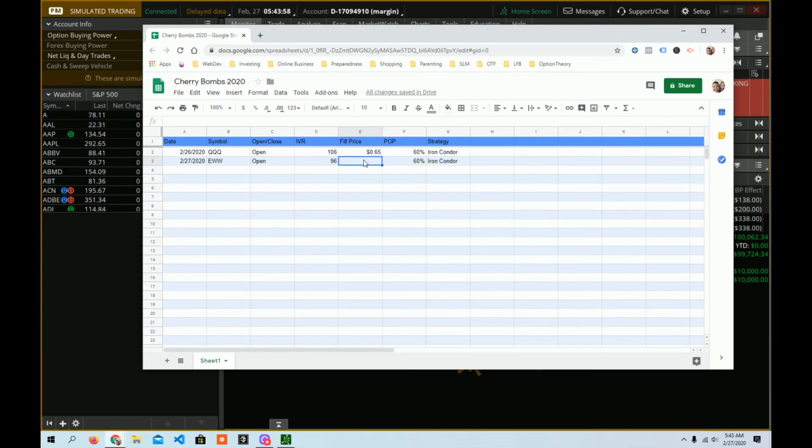So anyway, this is the journal. You can create something very similar. And of course, you can manage your trades as you see fit. But because I'm testing the Tastytrade approach, testing that theory, I'm going to stick to their approach and their targets.